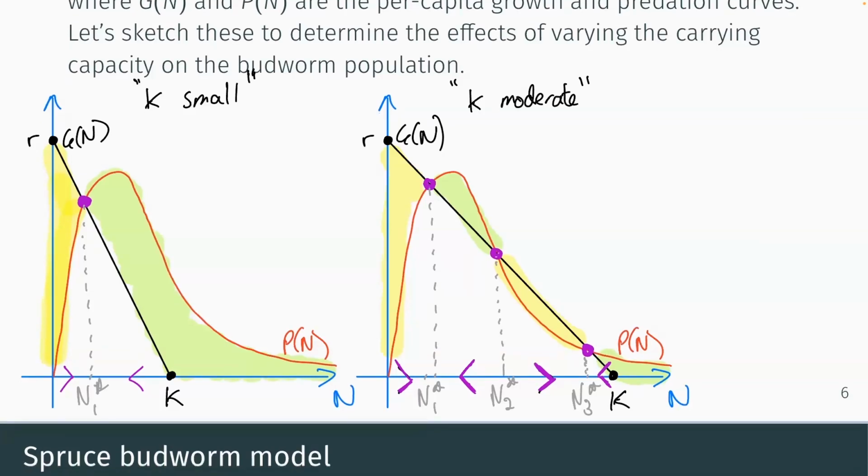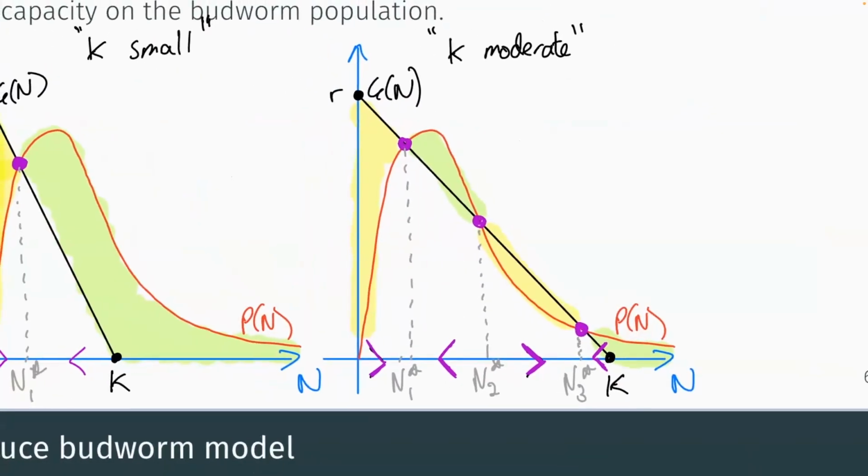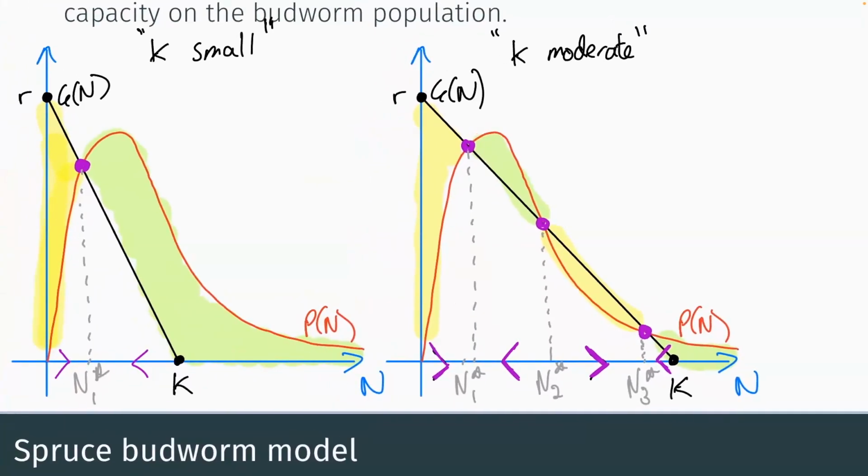Okay, let's think about one more sketch. Yes, good question. A trivial equilibrium is essentially when there is no one in the population, so when n is equal to 0. These are all non-trivial equilibria because they're all positive. A good question.